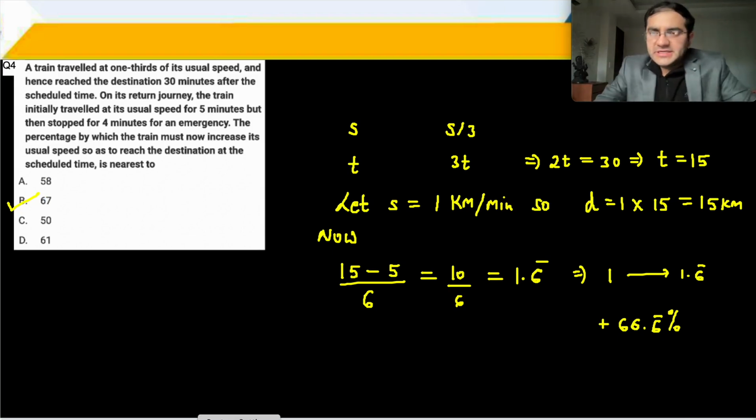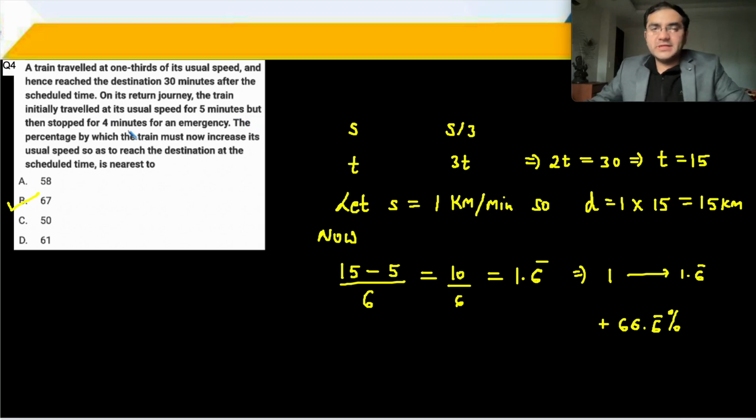Use an amazing technique to solve this question, which is proportionality. You've read the question. Initial speed is s, time taken is t. When speed becomes 1/3, time becomes triple. So the time gap between these two cases is 2t, which is given by the delay of 30 minutes. So t is 15 minutes. Let speed be 1 kilometer per minute. For 15 minutes, it's 15 kilometers distance, where he has already traveled for 5 minutes, that's 5 kilometers.